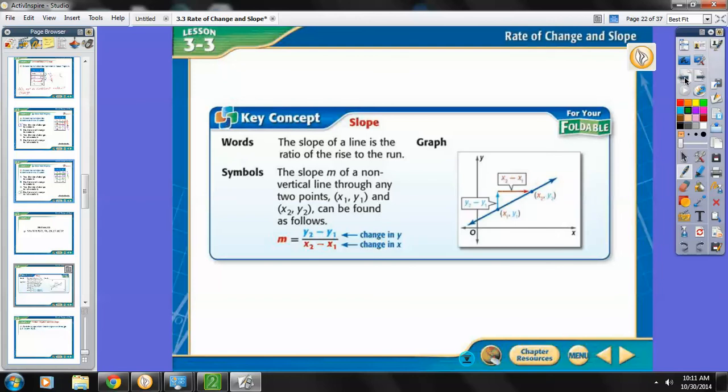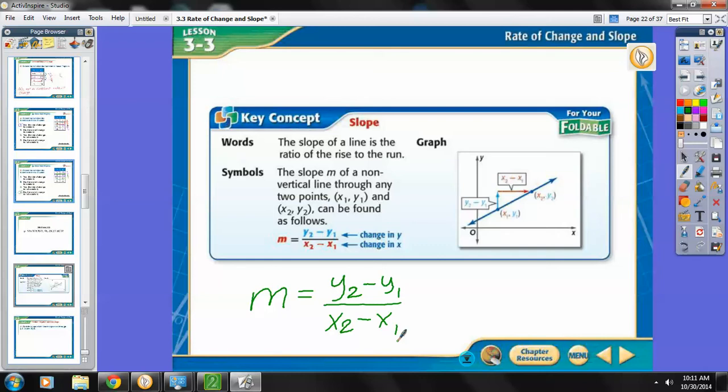There is a formula that we're going to use, and it's essentially the same formula we were using yesterday. We're going to find the change in the y's divided by the change in the x's. The difference in the y's divided by the difference in the x's. We use these little numbers. It's read y sub 2 minus y sub 1 divided by x sub 2 minus x sub 1.